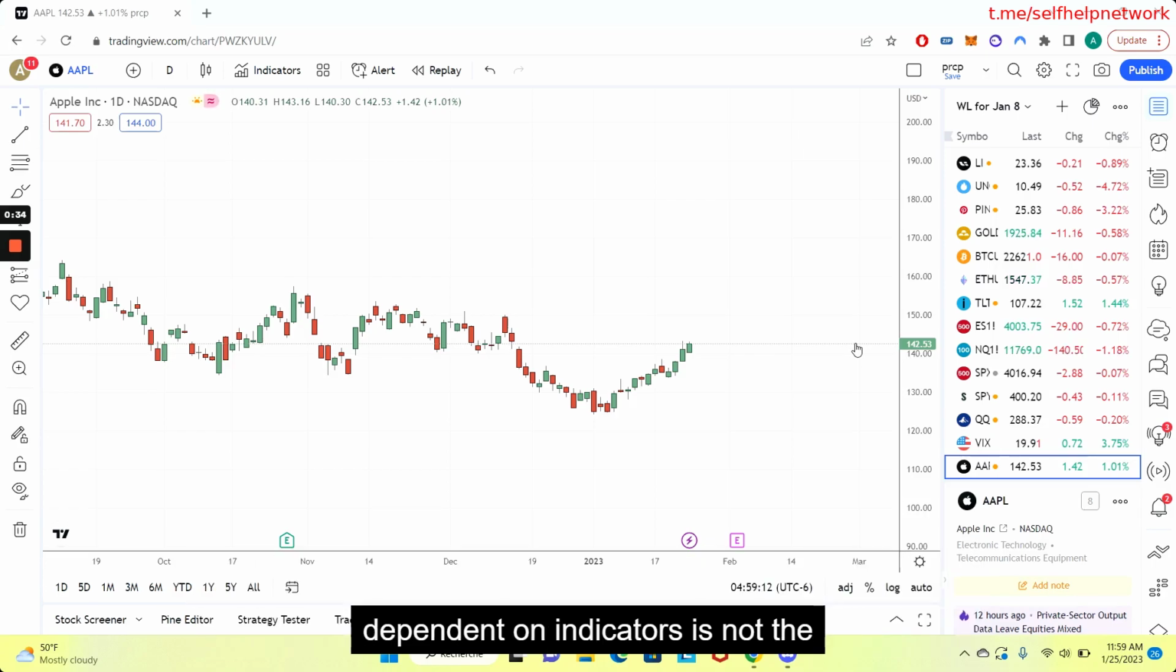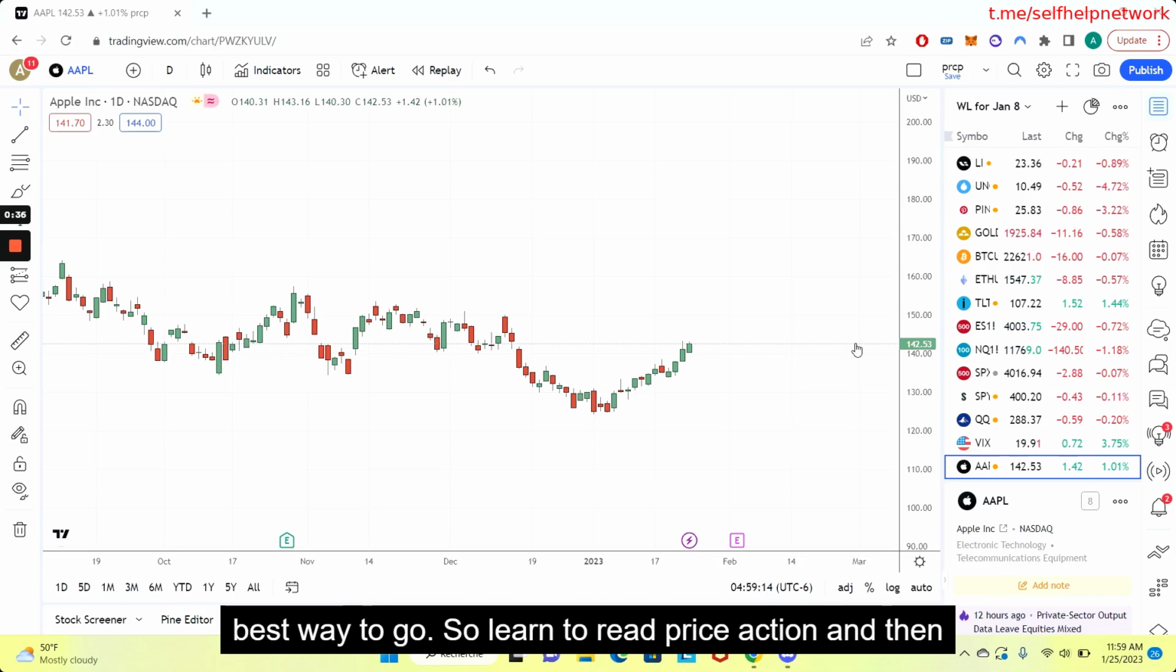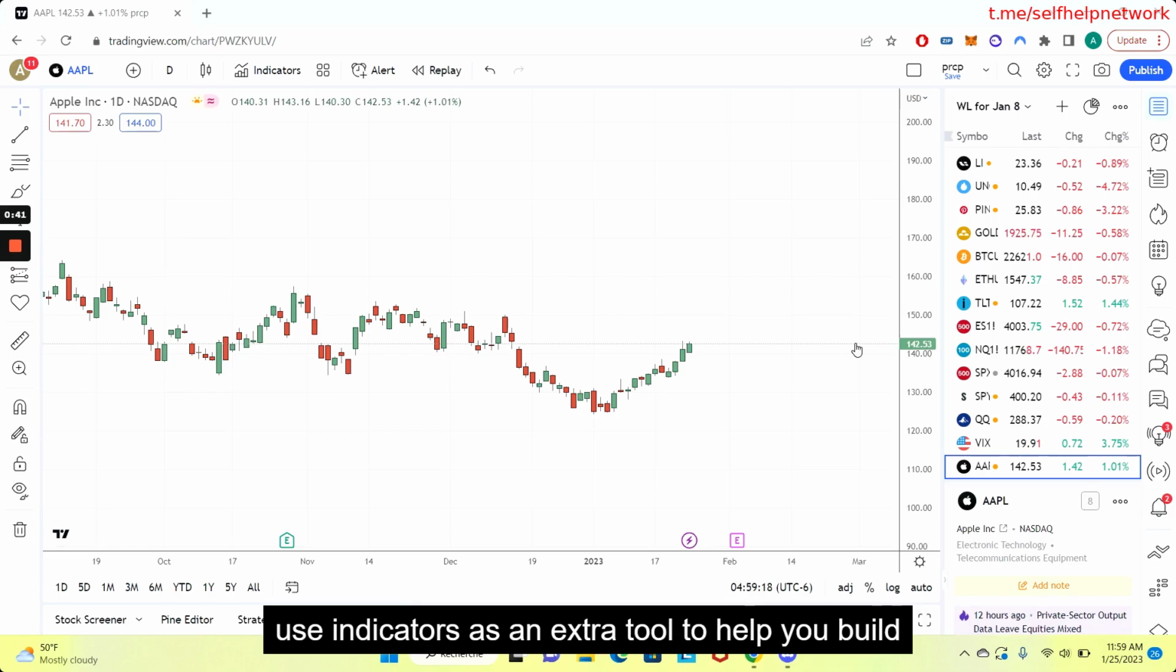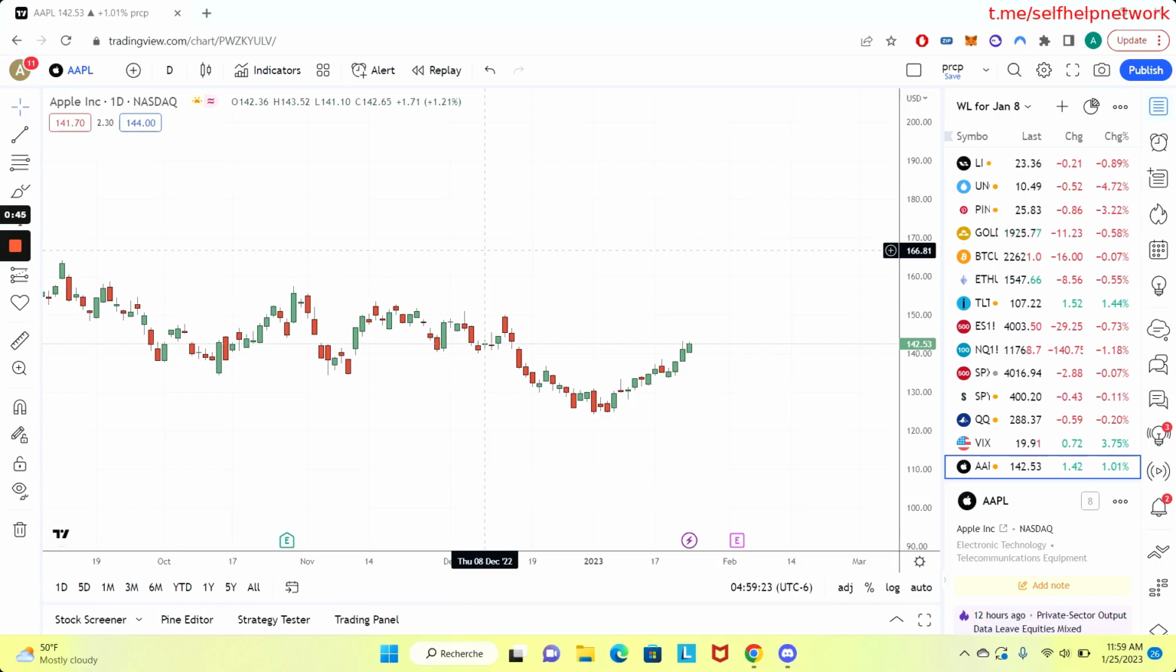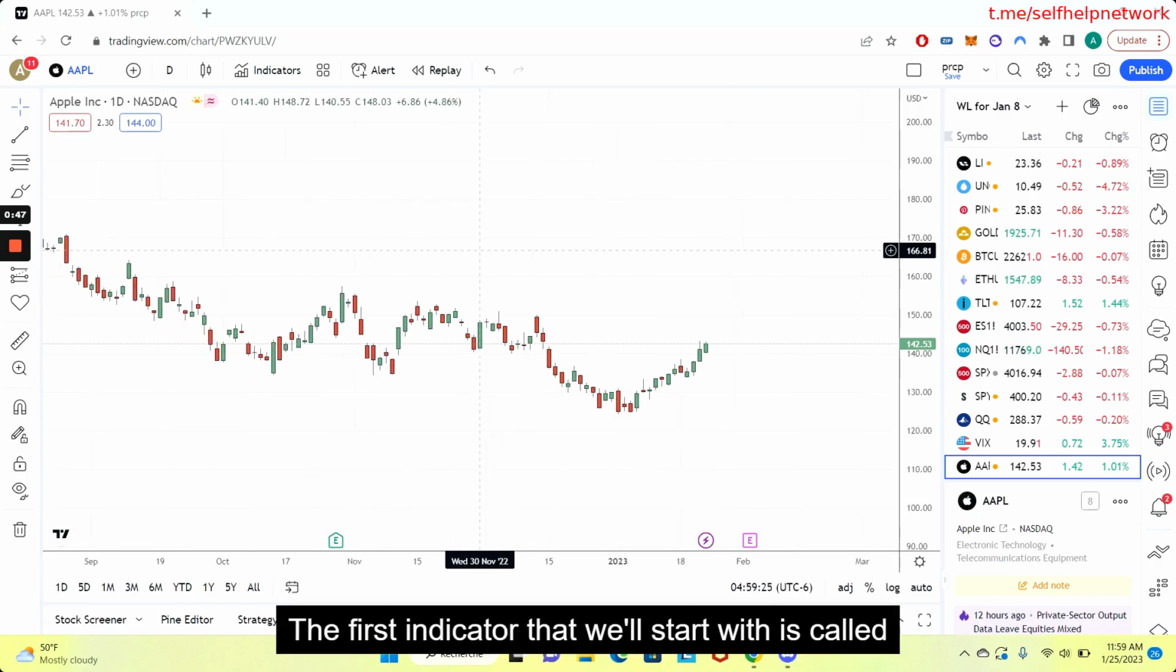Reading the price action is the most essential thing you need to learn as a trader. Being overly dependent on indicators is not the best way to go. So learn to read price action and then use indicators as an extra tool to help you build confluence in what you're seeing.